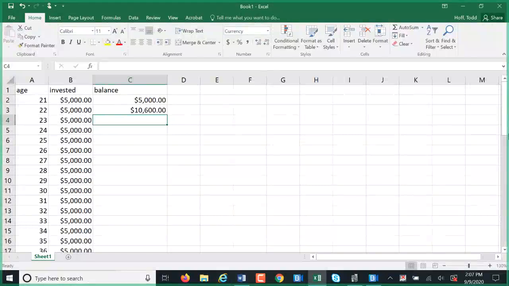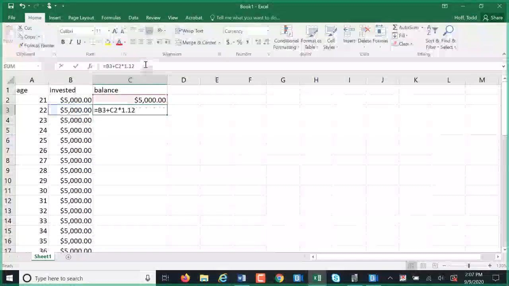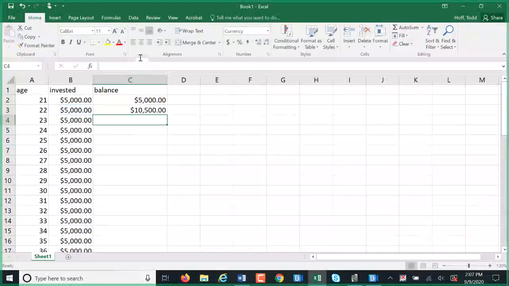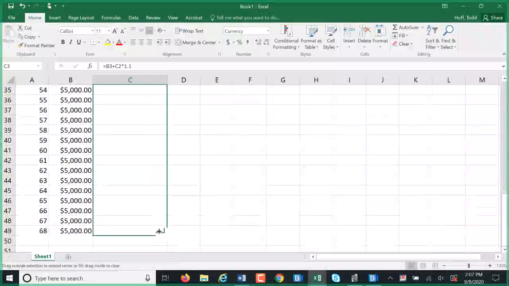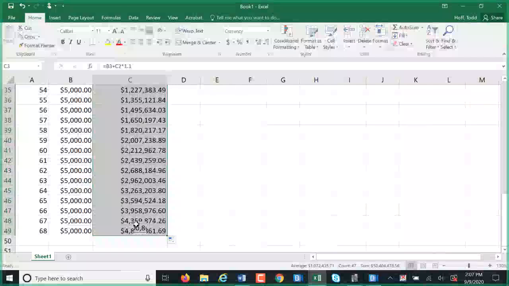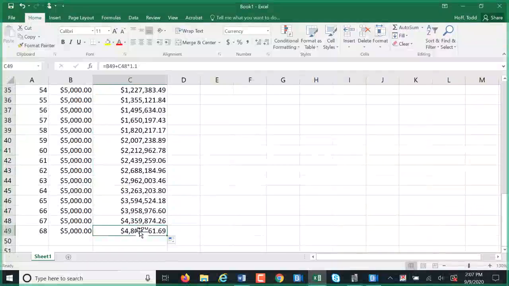So, in fact, let's go conservative here. Instead of 12%, let's only do 10% return a year. At the end, if you start at 21 and do that 5% every year, even at a 10% return, you end up with $4.8 million at age 68.